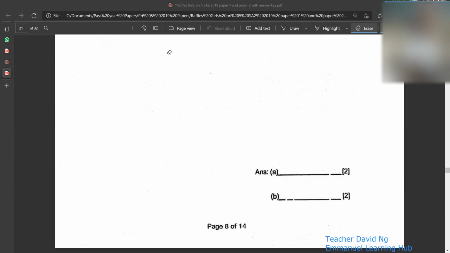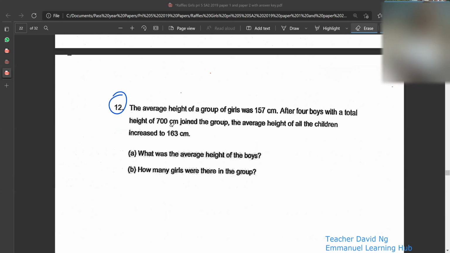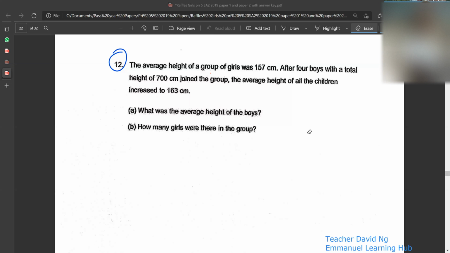Okay, now you tell me which question you want me to go through. Next question. Question 12. Oh, average. Interesting question. Do you understand the meaning of average? What is average? The normal. What is the definition of average? Have you thought of this question before? No.